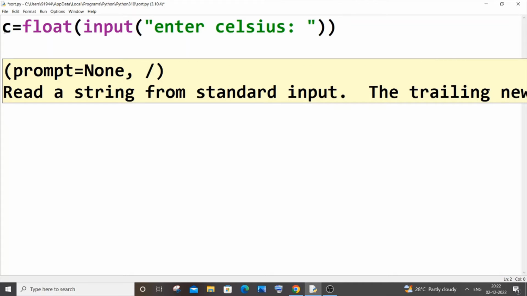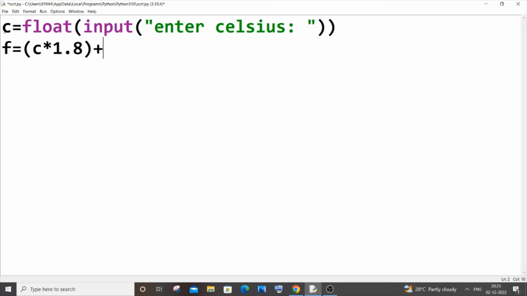Yeah, and next is going to be the formula. So the formula is going to be Fahrenheit. Let me consider it as F equal to Celsius C asterisk, and we will be using 9 by 5. So that is in the form of a division. For that we can use 1.8 rather than 9 by 5, because if you divide 9 by 5 you will be getting 1.8. So we can directly use the decimal number itself. It's a more convenient way and it avoids confusion. So Celsius asterisk 1.8, close the brackets, plus 32.